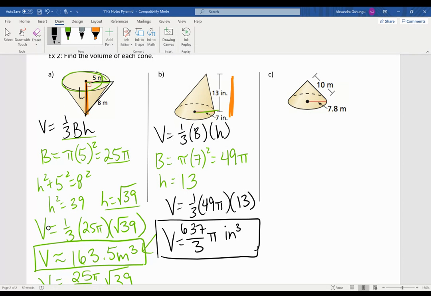And the last example, C, for finding the volume of my cone, I always want to check, okay, do I have that height? Do I have this guy coming here? And I do not. So what I'm actually given is the slant height. I'm going to be working in a right triangle to try and figure out what my height is. Let's find the area of the base first. So it's pi times the radius, 7.8 squared.